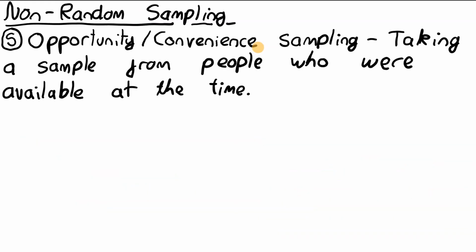And then the final type is opportunity sampling, or it's sometimes called convenience sampling. You see this type of sampling occurring outside supermarkets or in shopping centres a lot. Opportunity sampling just uses people who are available to be in the sample and are willing to answer the questions that they're being asked. It can literally just be people who have gone to a particular shop and have agreed to answer a few questions.